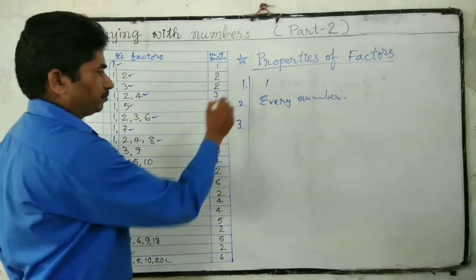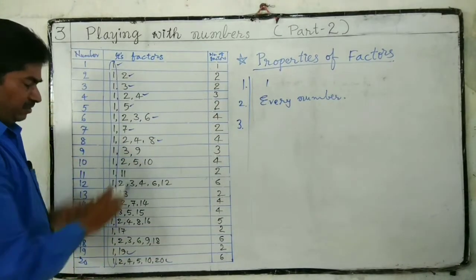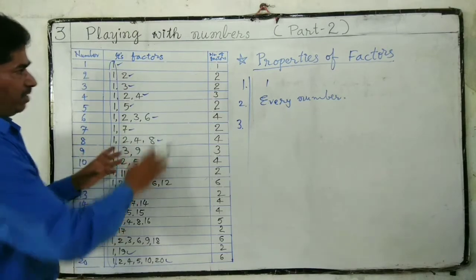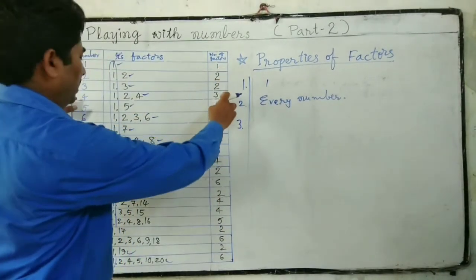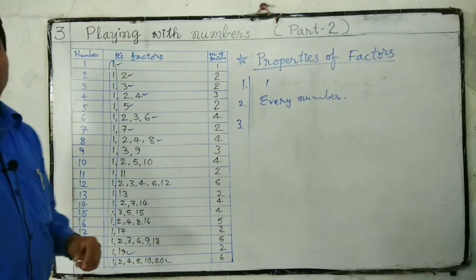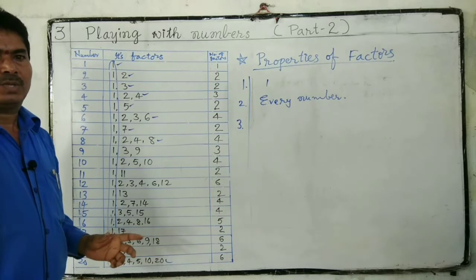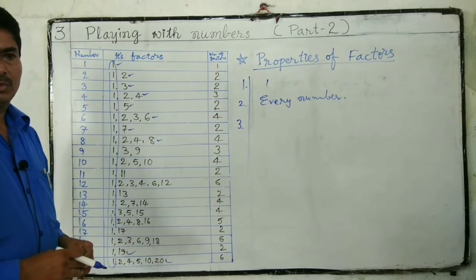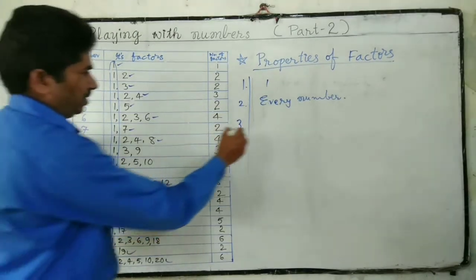Next, factors are countable. We have counted here. It has 1, it has 2, like this we counted. So factors are limited, countable. So we can count. Factors are countable.